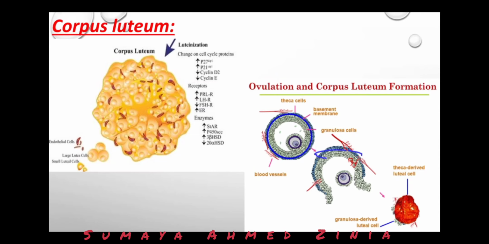The blood vessels grow from the periphery in centripetal direction. The cells of theca interna enter the corpus luteum as smaller, thecal lutein cells. About 80% of the parenchyma of corpus luteum is derived from granulosa lutein cells.